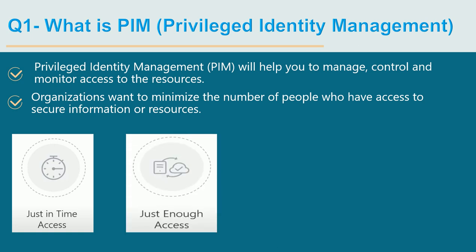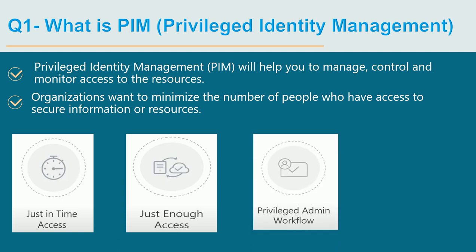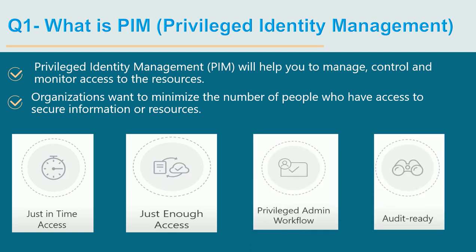Now just enough access. So however much access you raised, you will get that much access. Like you raise a reader access, you raise an admin access, you raise a help desk admin, and based on the access, it limits your access. Now privileged admin workflow, and then the audit. So you can understand this privileged admin flow, and finally you can do the audit, how many users are having that access and what type of access they have.